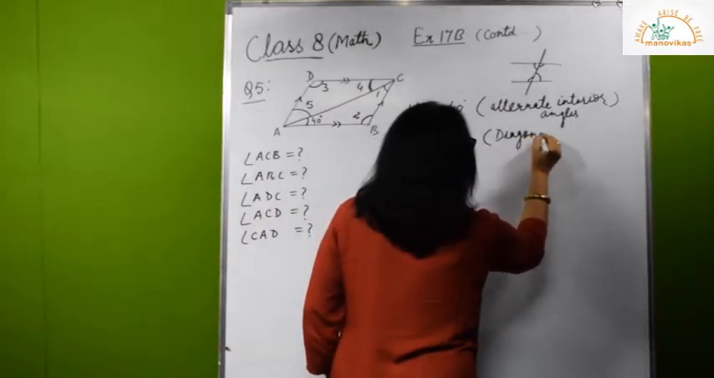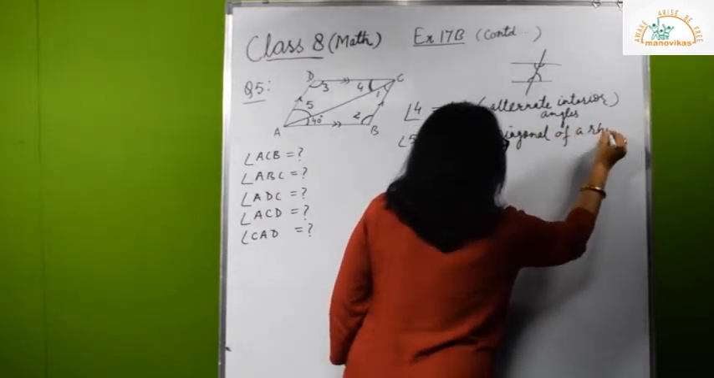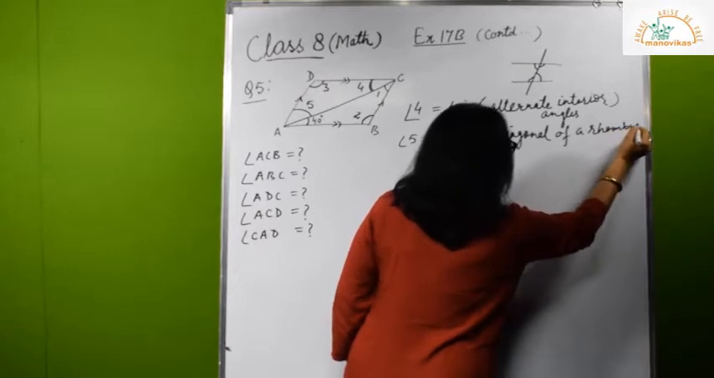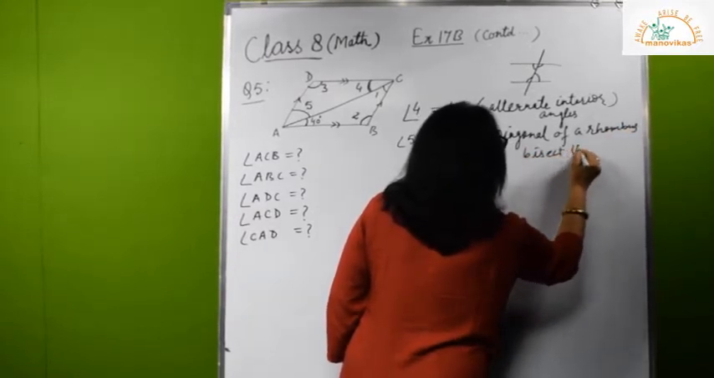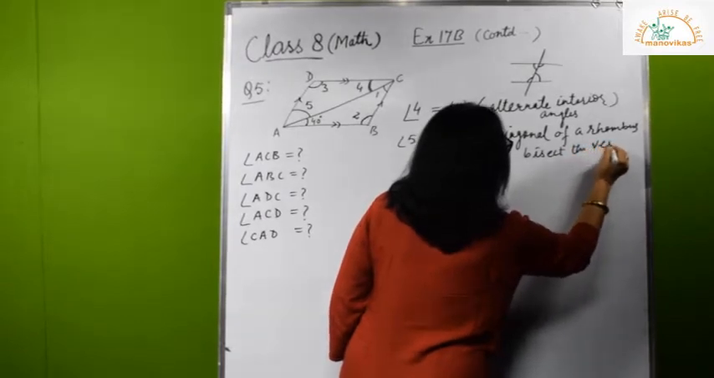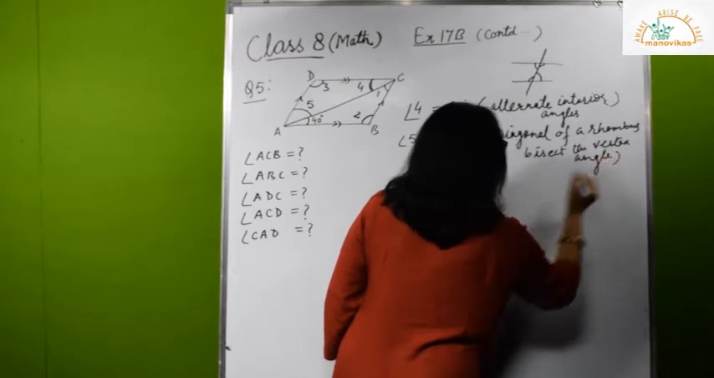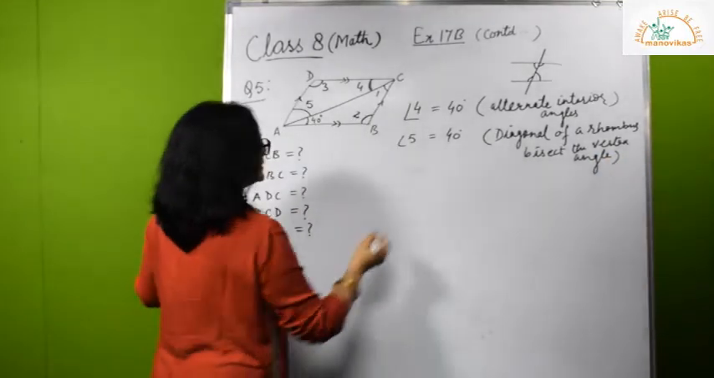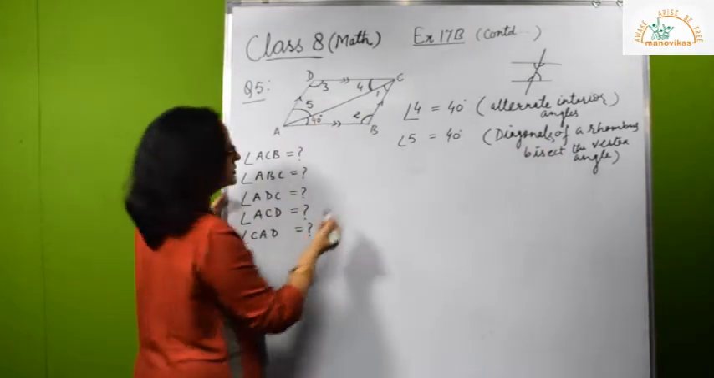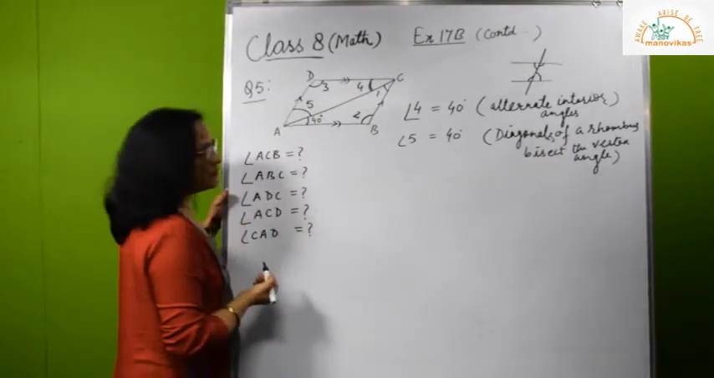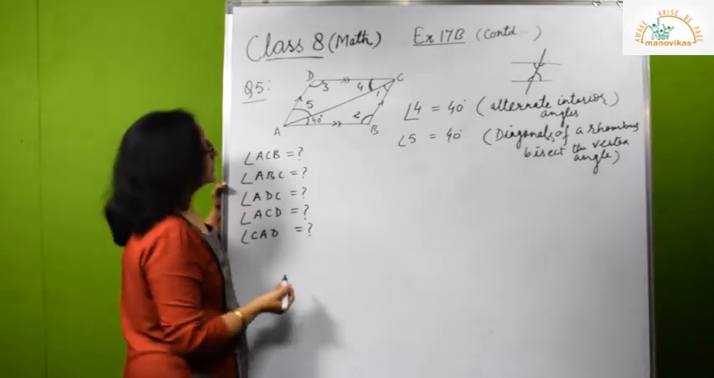Diagonal of a rhombus bisects the angle, bisects the vertex. This is the property of a rhombus. So these two angles will be equal. So angle 5 is equal to angle CAB, that is equal to 40 degrees.